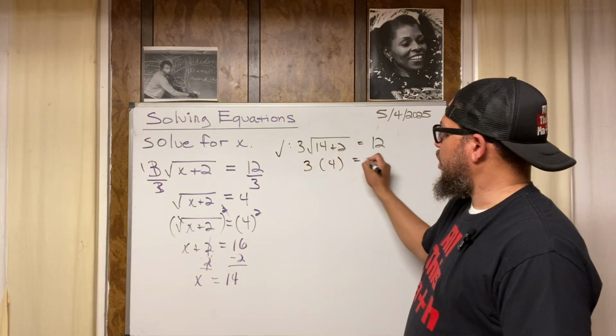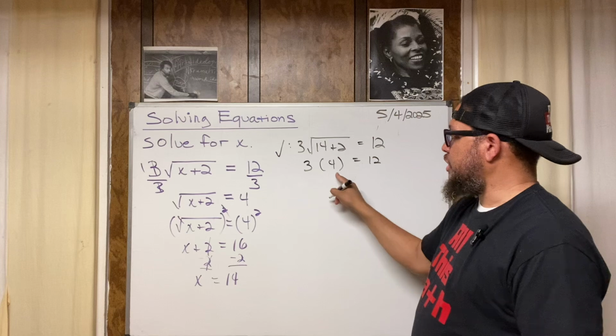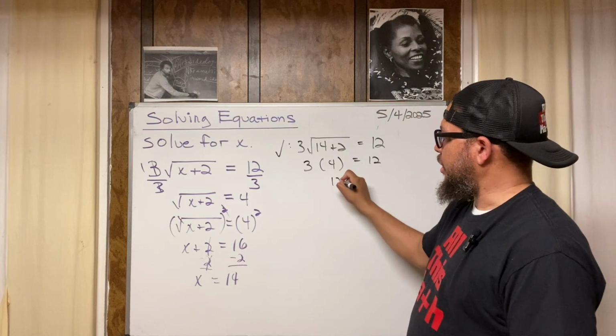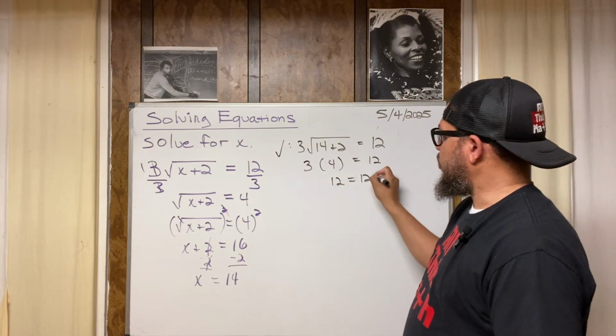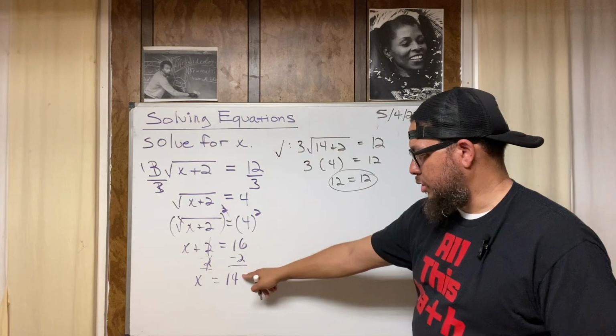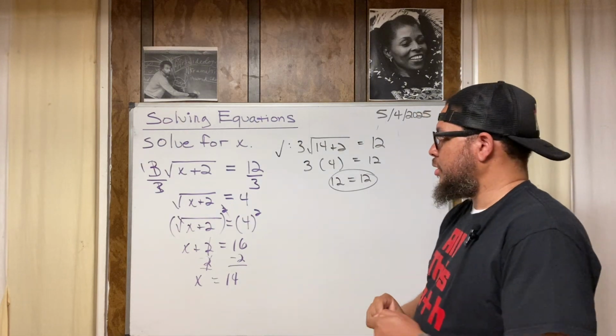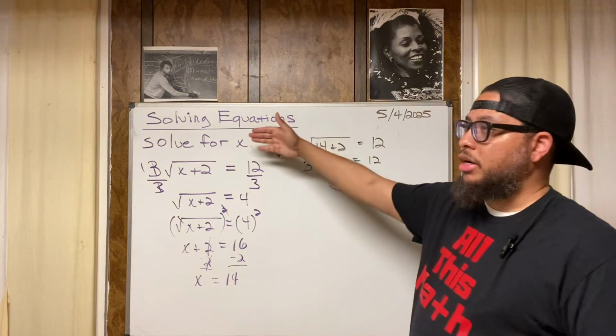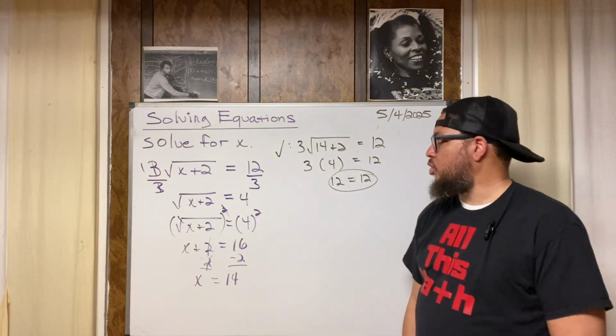The radical sign is gone. Ask yourself, is 3 times 4 equal to 12? Yes, it is. 12 equals 12. And there you have it. So 12 equals 12, which means this is correct. That's proof. We check our work. And this is how you solve a radical equation.